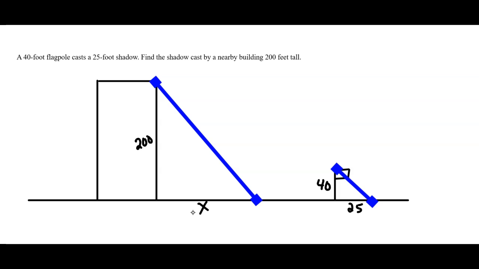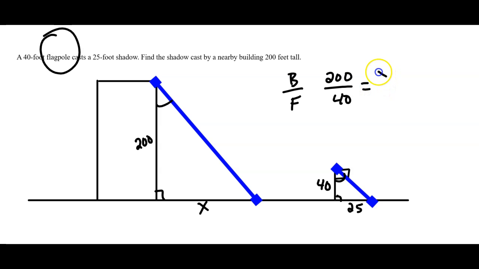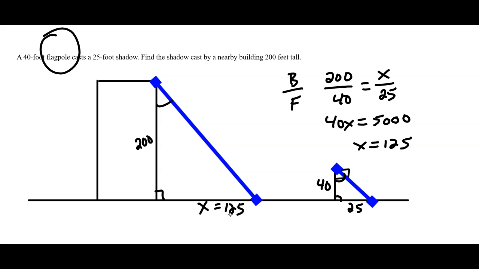Once again, the two triangles are similar because these two things are standing straight up. This angle is the same if we're assuming the sun's somewhere up here. And so I'm going to put parts of the building over parts of the flag. The building is 200 feet tall. The flag is 40 feet tall. The building, we don't know how long the shadow is. The flag has a 25-foot shadow. And then I'm going to cross multiply. x times 40 is 40x. 200 times 25 is 5,000. Divide both sides by 40 and you get 125. So x equals 125 feet.